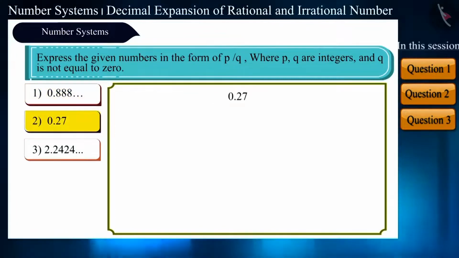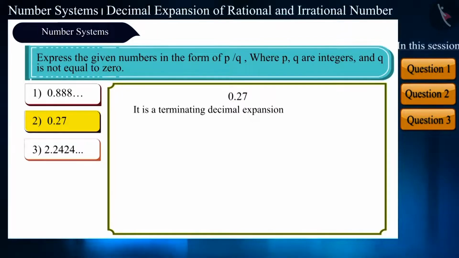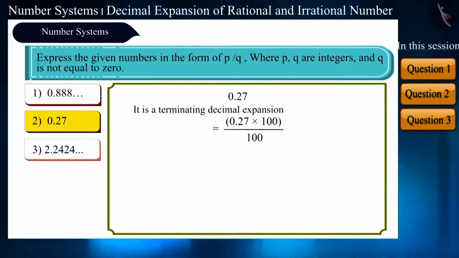Friends, let's take the second number 0.27. It is very easy to write it in the form of a fraction. This is a terminating decimal expansion. There is no repetition of any number or group of numbers. Here, because there are only two numbers after the decimal, we will multiply by 100 and divide by 100. And now we will get 27 by 100, which is the fraction form of this number.